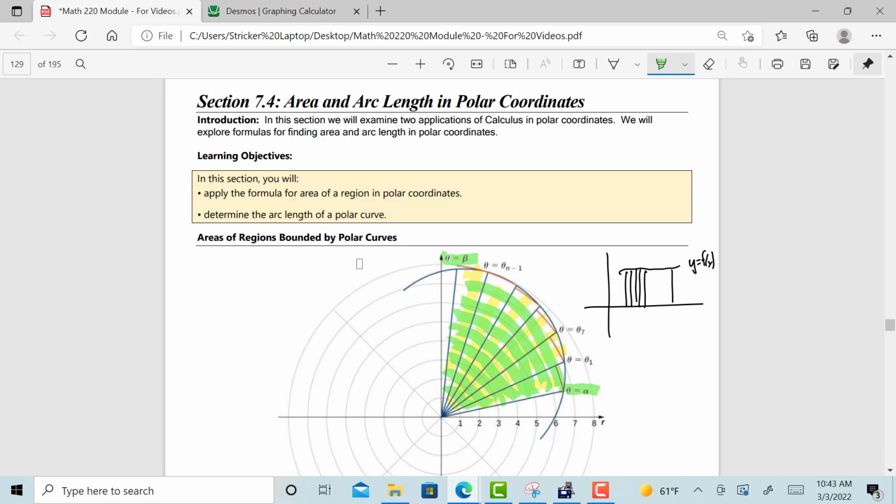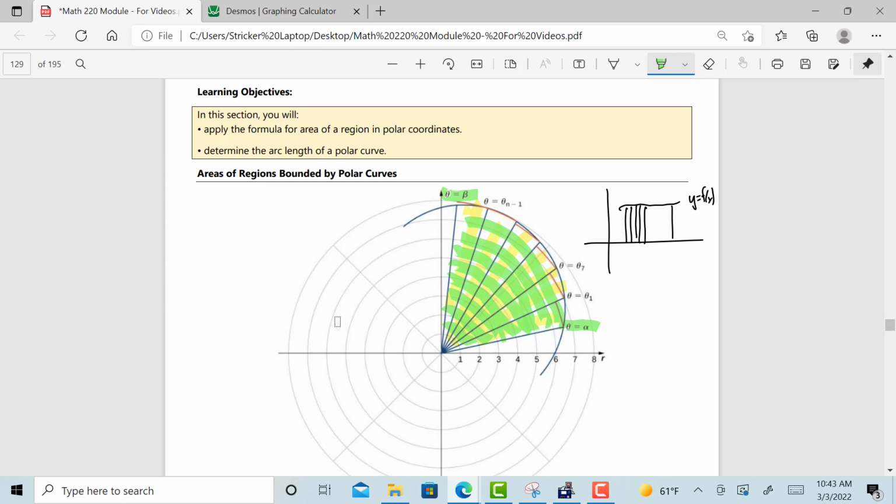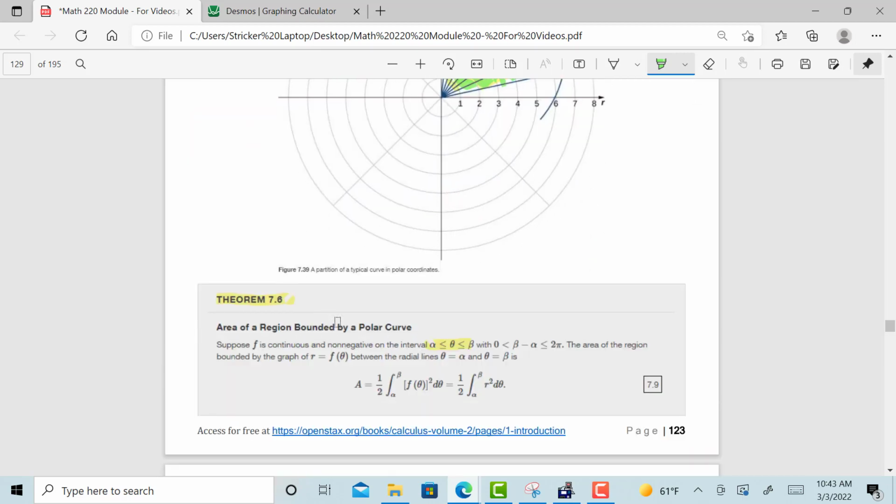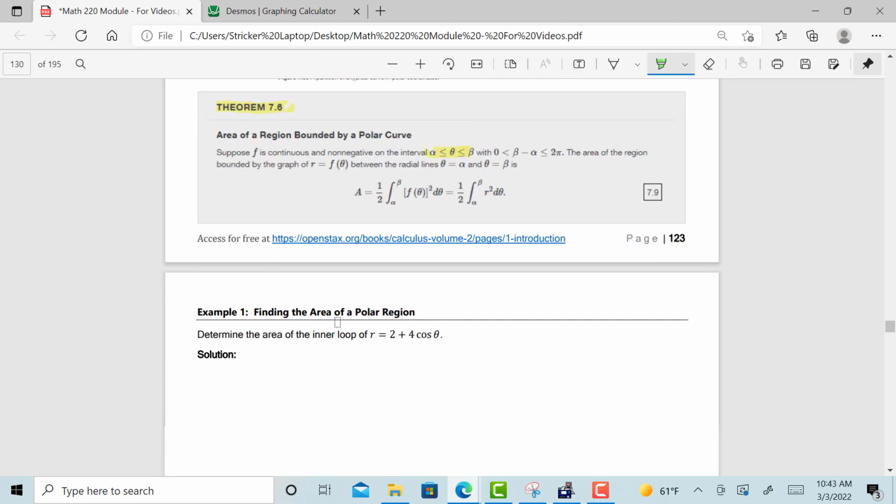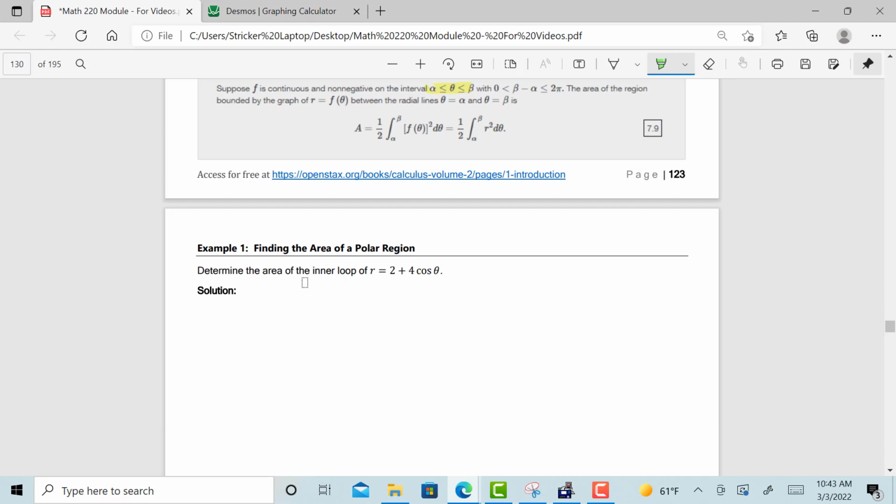I think the easiest way to see how this works is with a graph. So we have Theorem 7.6, and we have example 1. It says, find the area of a polar region: determine the area of the inner loop of r equals 2 plus 4 cosine theta. So we have a specific graph. Let's go ahead and take a look at what that looks like in Desmos. r equals 2 plus 4 cosine theta.